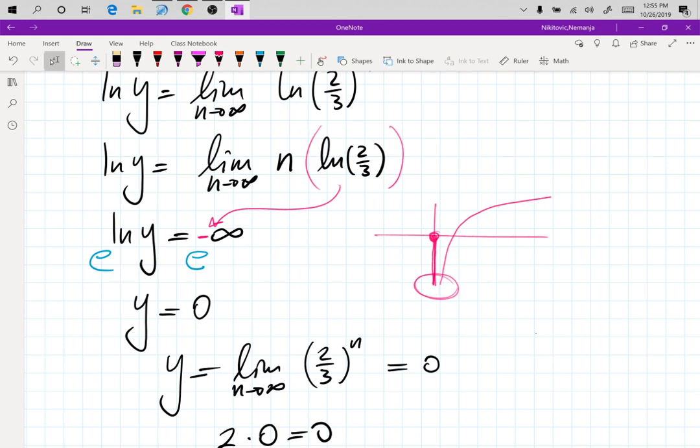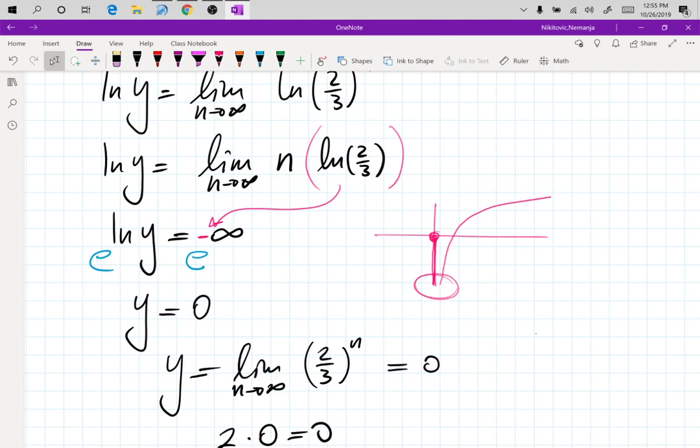But you had ln y on this side. So you defined your limit that you're looking for as y. You had ln y is negative infinity. You didn't have y is negative infinity. You had ln y is negative infinity.